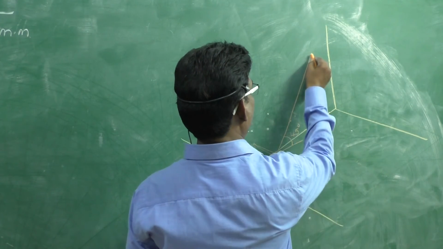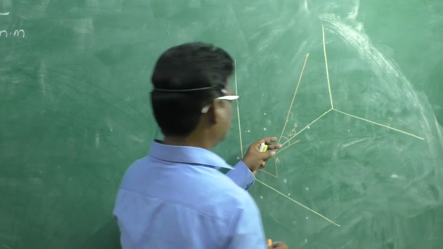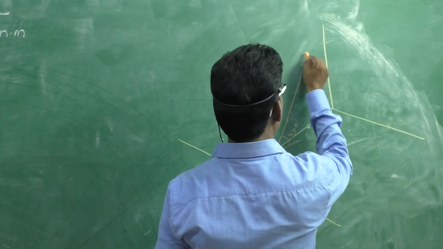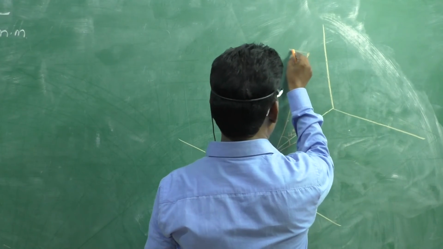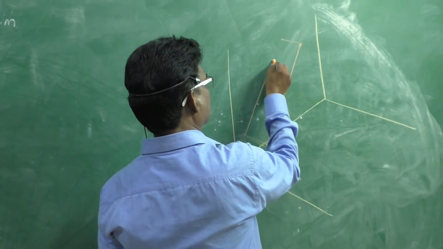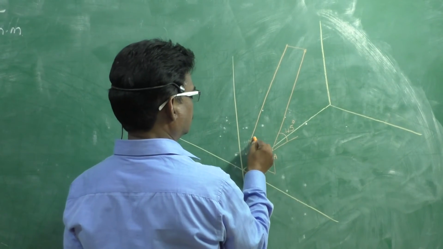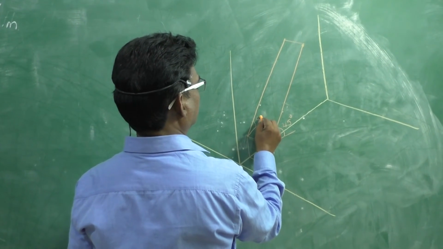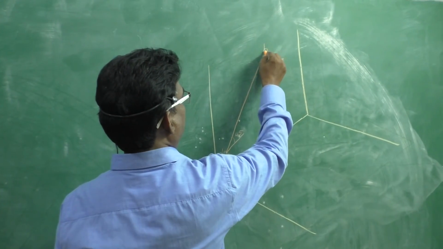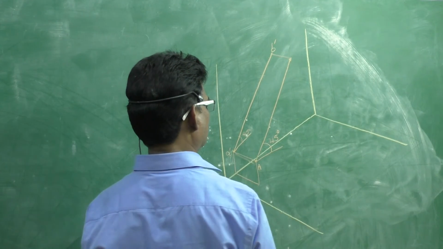Right. Line length is equal to 50 mm. Okay, and this line is parallel to VP. Therefore, when it is parallel to VP, in the front view we can see the true inclination of the line with HP and the true length of the line. Therefore, this is equal to 45 degrees and this length A dash B dash in the front view is equal to 50 mm only.